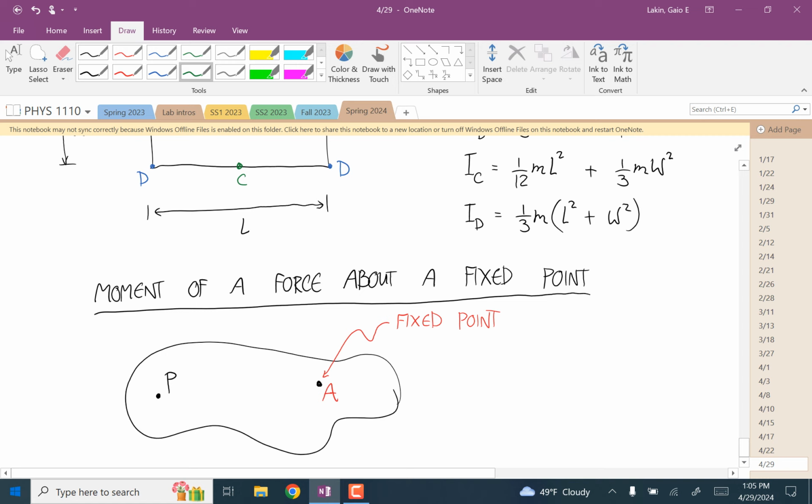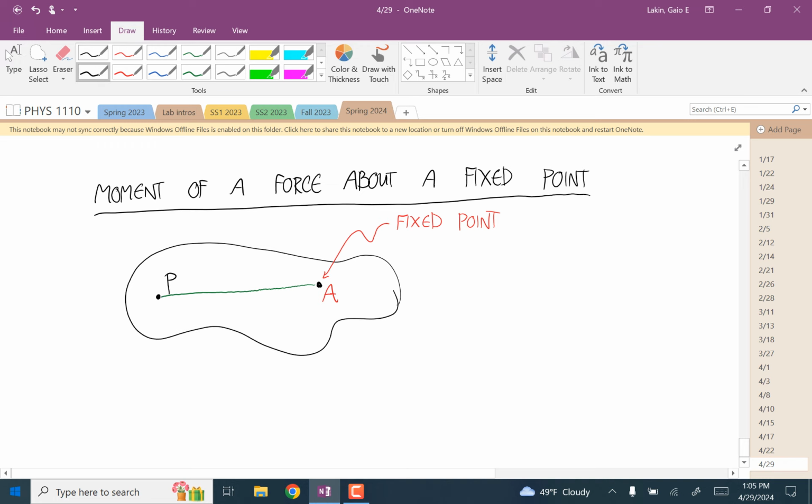Okay, now notice if I draw a line between A and P, then the force that we apply at P, it could be perpendicular to this line. Most likely it won't be, but it could be, right? So, but for now, let's say that that force is perpendicular to that line. Okay, so we're going to apply a force F like this. And notice that these two are perpendicular, okay?